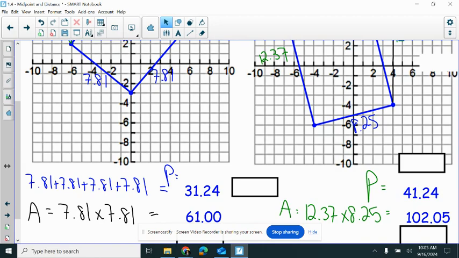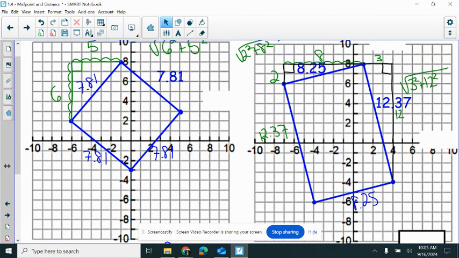So again, to find area and perimeter in the coordinate plane, the first thing you have to do is find the side lengths. To find the side lengths, use the Pythagorean theorem.